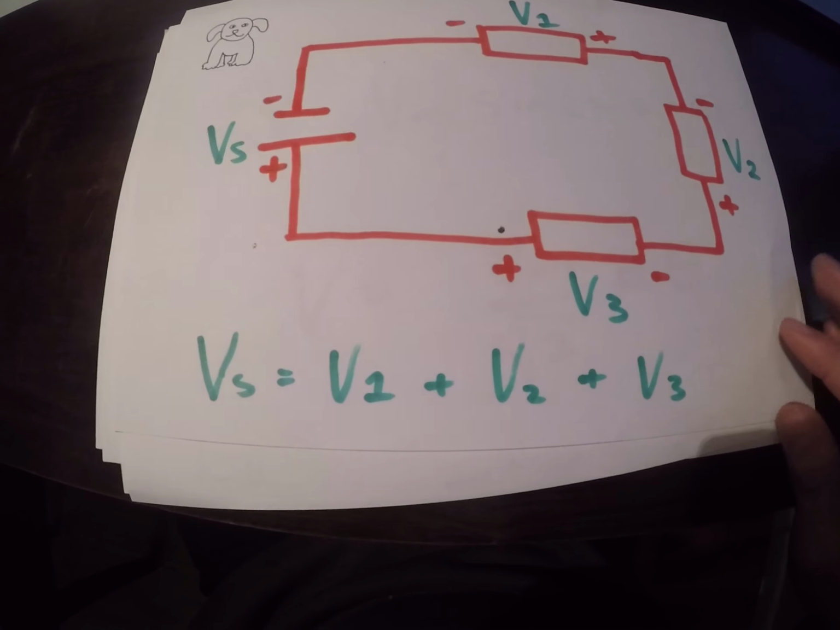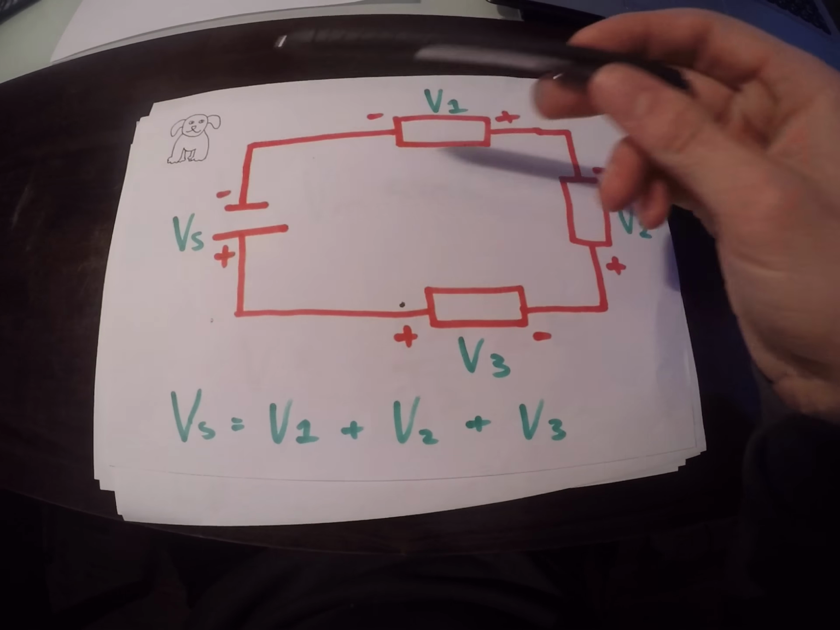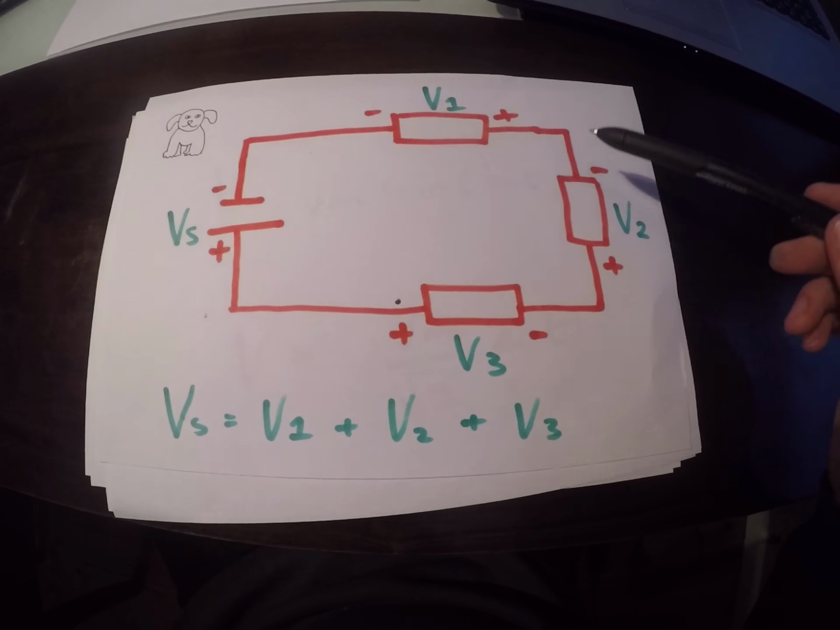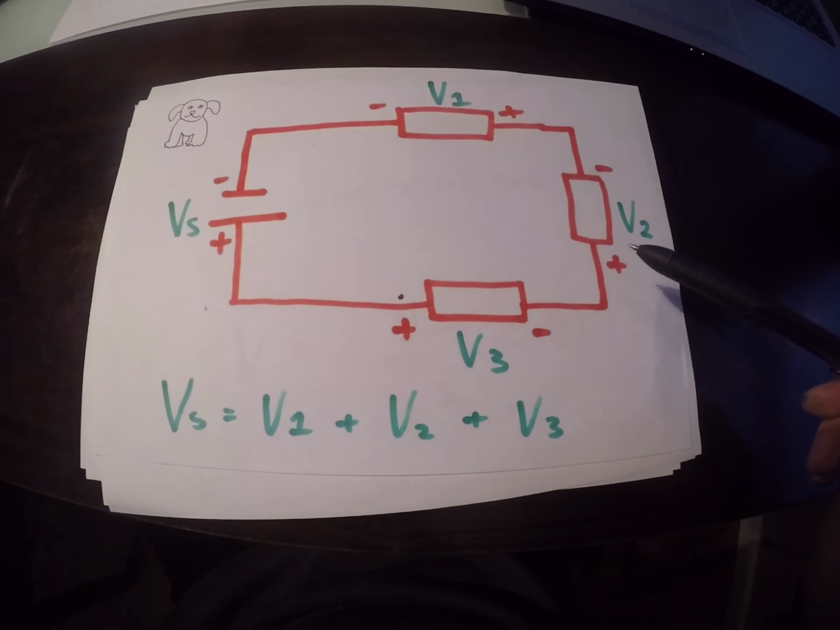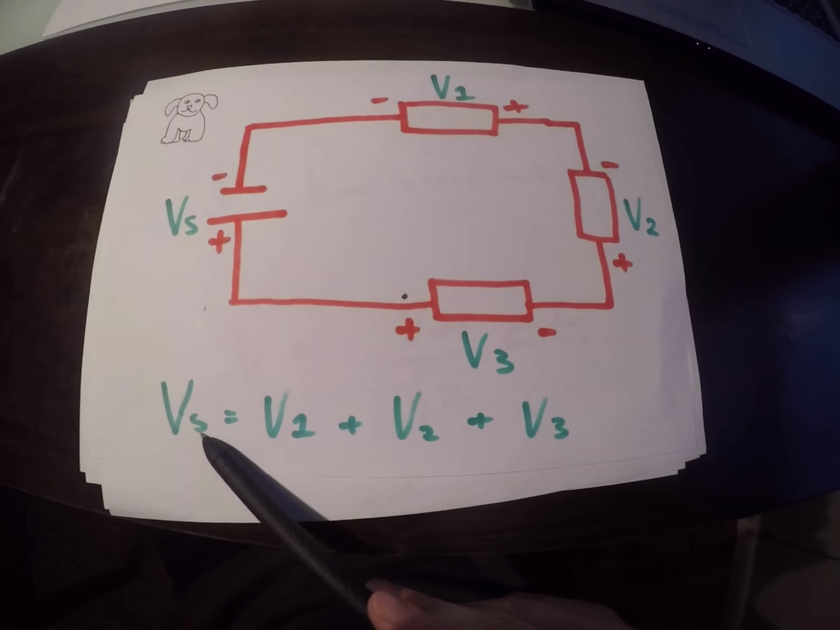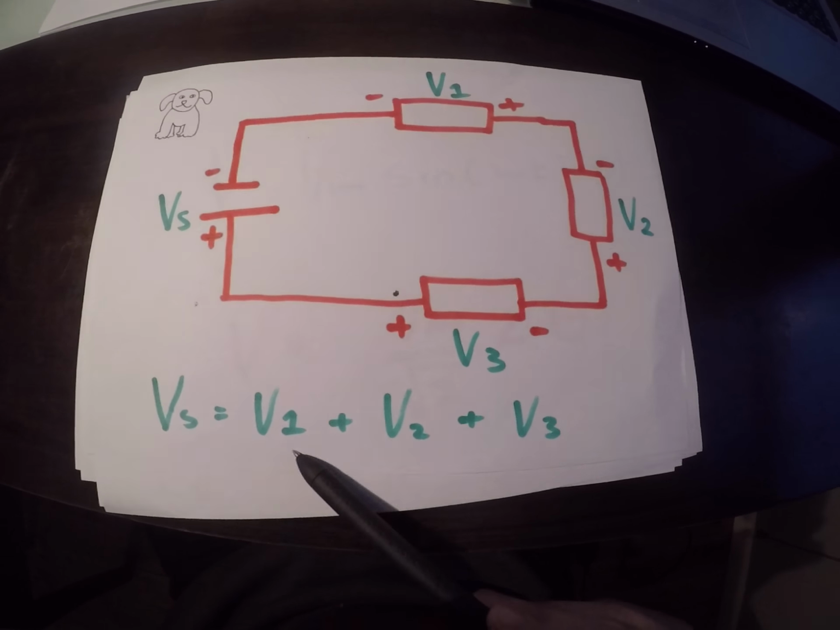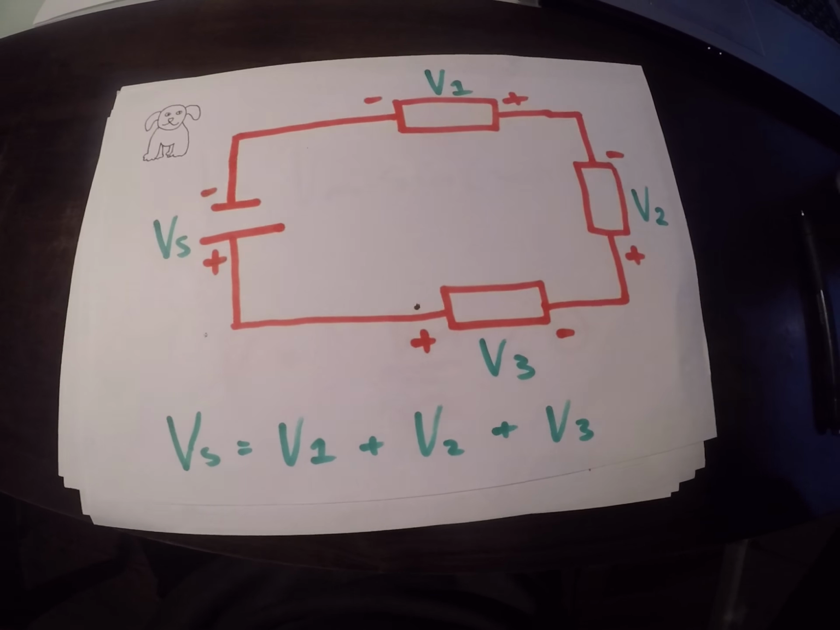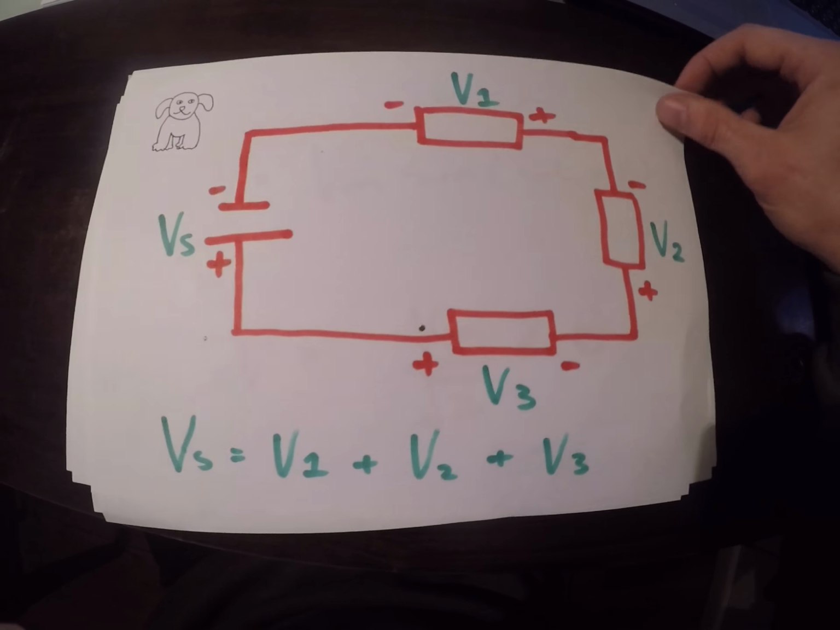As you can see, the voltage source is equal to the voltage drops in the components within the circuit. So you can get this equation: voltage source is equal to the sum of the voltage drops within the circuit.